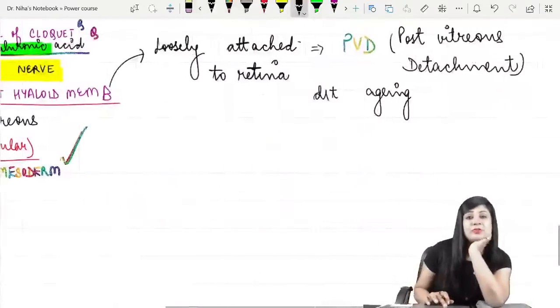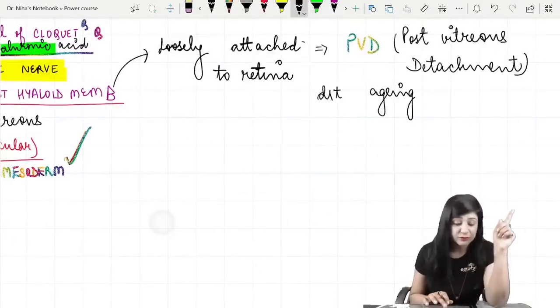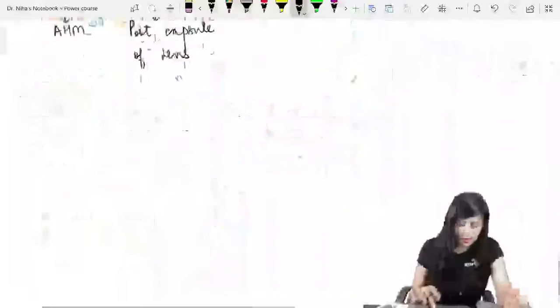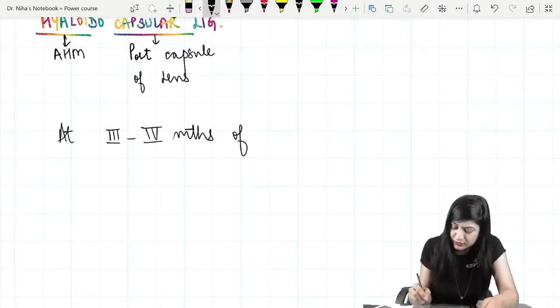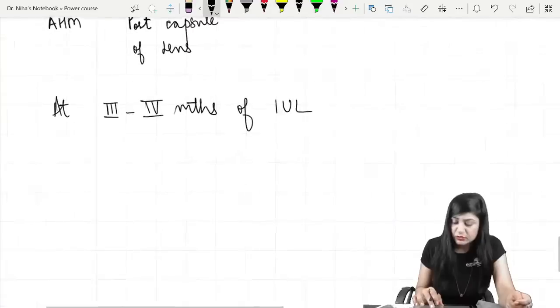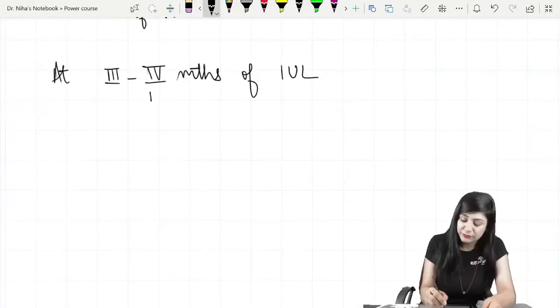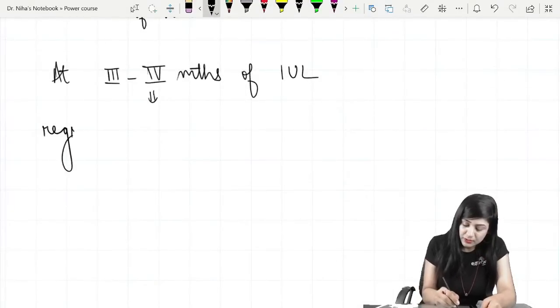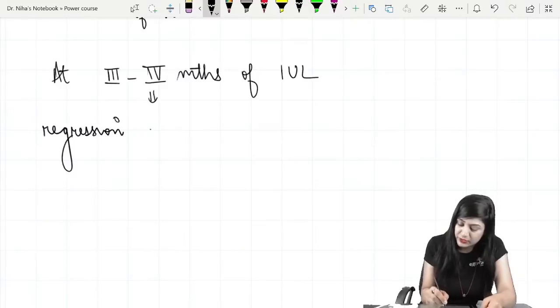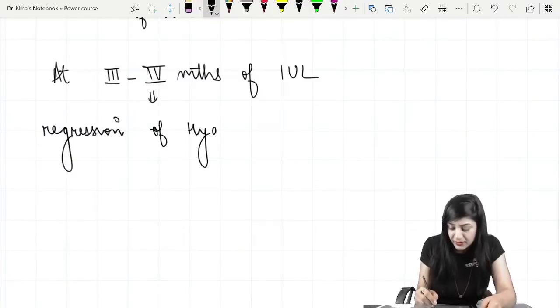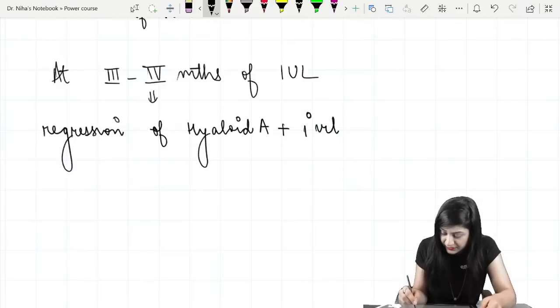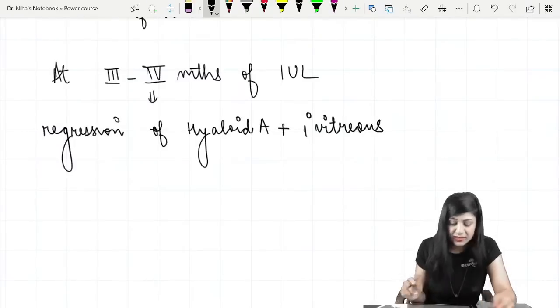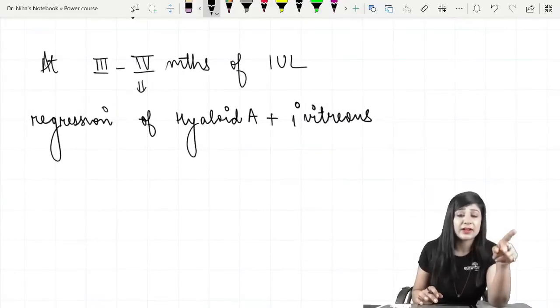This is about the primary vitreous. Primary vitreous was vascular. Now what happens at about 3 to 4 months of the intrauterine life? There is a regression of the hyaloid artery, and the hyaloid artery was supplying the primary vitreous. So there starts the regression of the hyaloid artery.